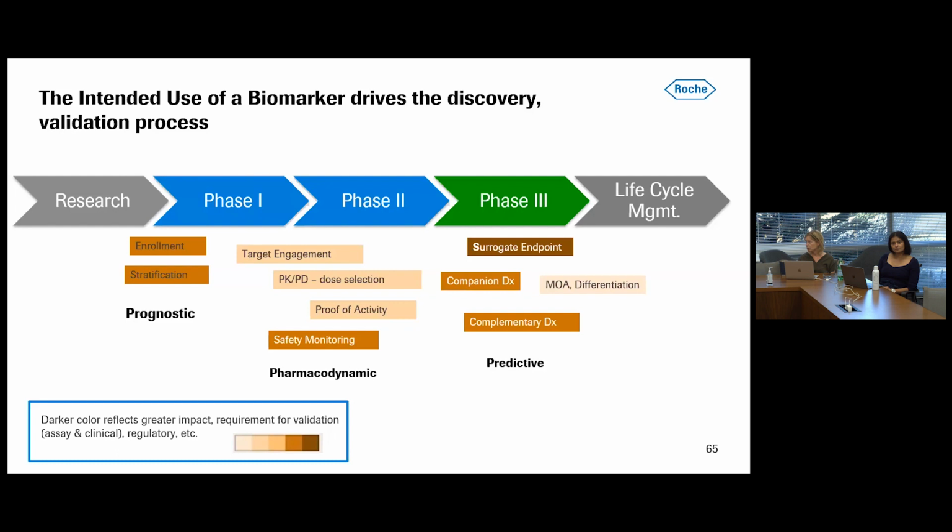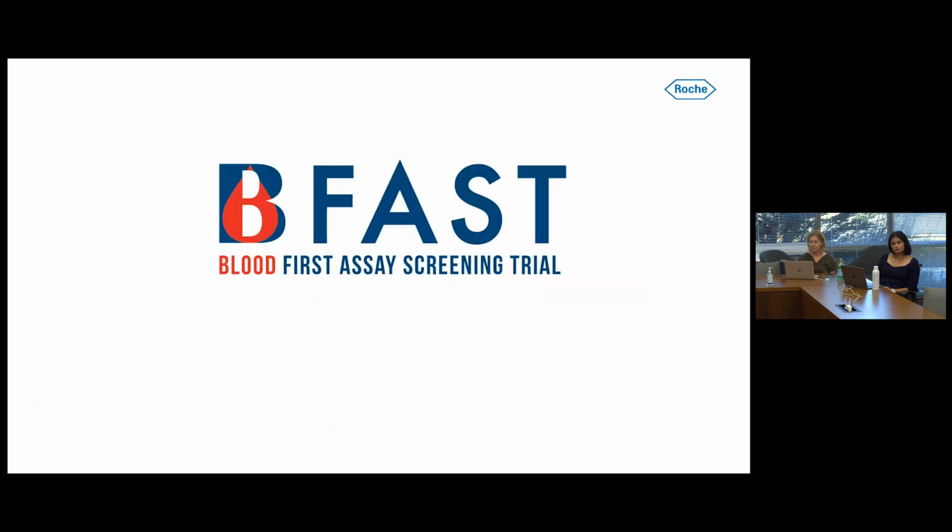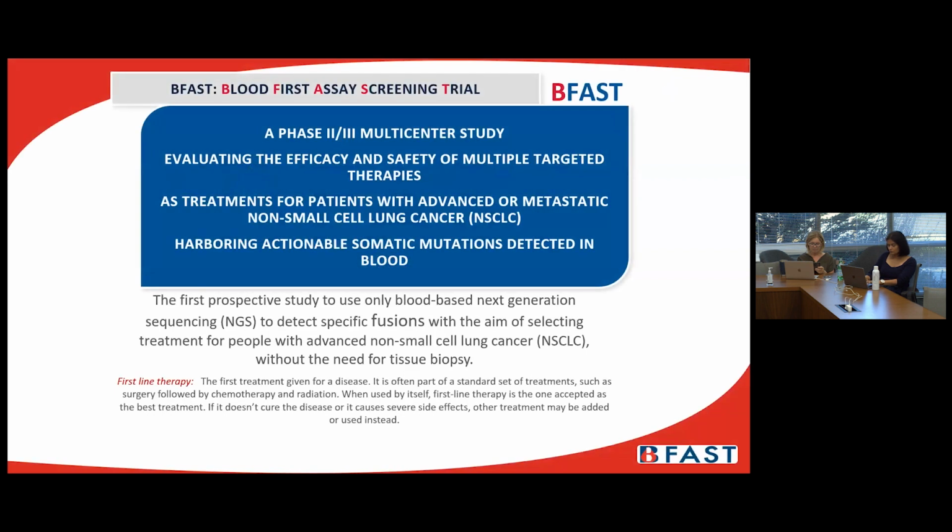I think we can move to your BFAST example. Okay, so this is a fun part. I get to tell you about this really cool trial that Roche Genentech is sponsoring. A lot of these results are published, so we can really talk about it. It's called BFAST, or the Blood First Assay Screening Trial. And the whole concept here is that this is in oncology. It is a biomarker-centered trial.